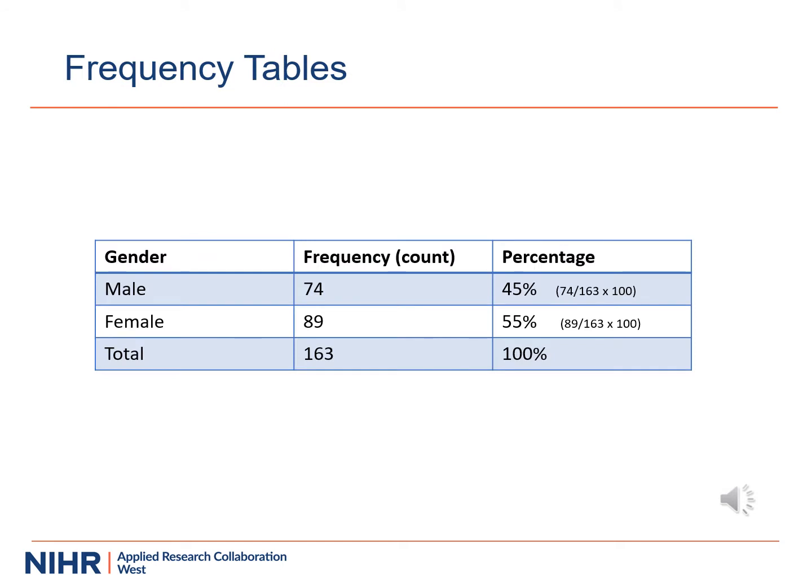Frequency tables are used to display the distribution of categorical data. Here we have a very simple frequency table of gender. This just shows that in a sample of 163 people, 74 were male and 89 were female. Note that this table just reports on one categorical variable. Normally, a frequency table would report on several different variables of interest together.